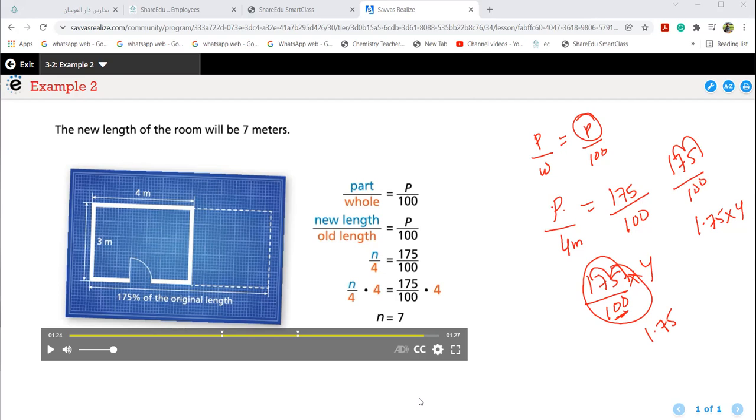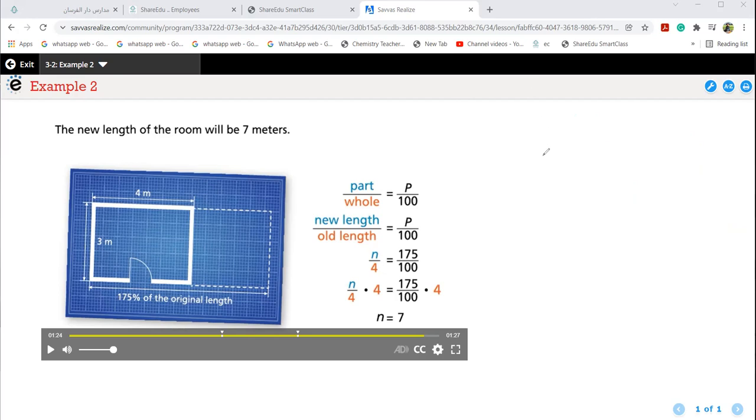No. How much percentage is it? 175. It's not 1.75. The question is, she wants to expand her room. She will make the length 175% of the current length. So 175 over 100, not 1.75 over 100. Did you see the mistake? This becomes 1.75. Then you multiply with 4, then you get 7. Got it? That's why the answer is 7.